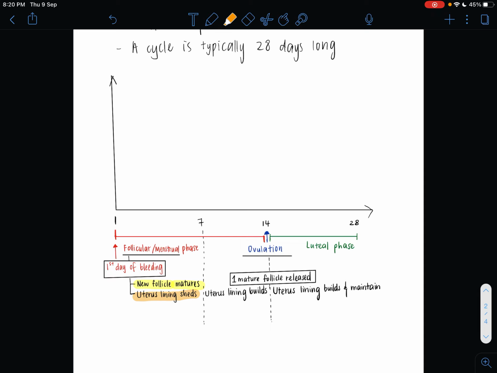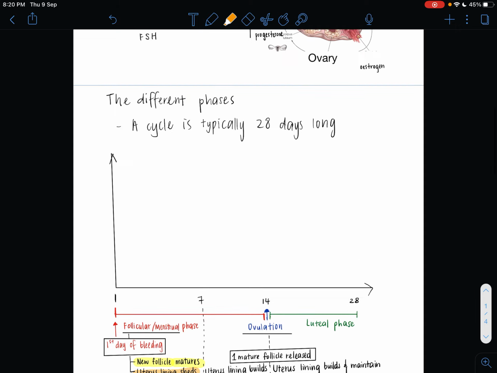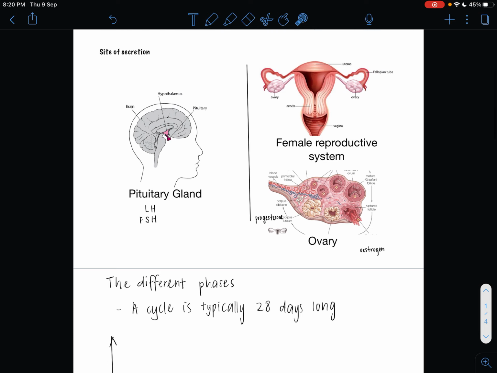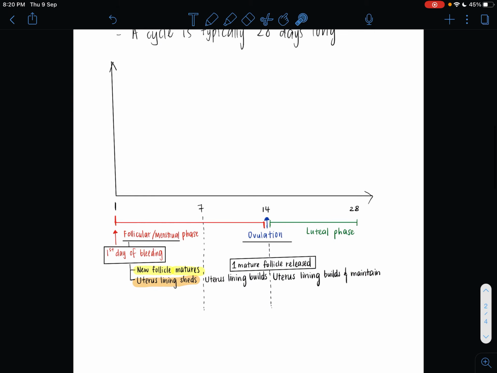Day 7 to 14: during this time, your period has ended and all of the uterus lining has been successfully shed. So your body will now build a new uterus lining for the next menstrual cycle. From day 7 to day 14, the new uterus lining will be built.